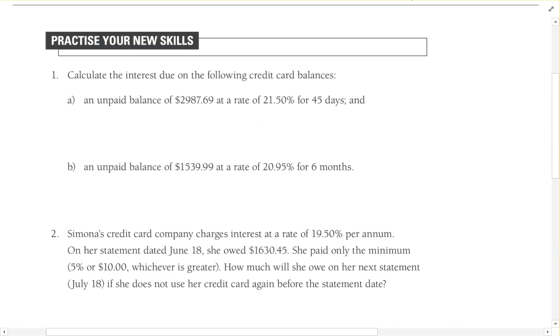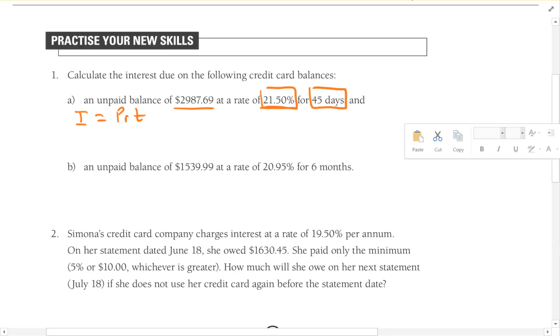All right. Practice your skills, number 1. So calculate the interest due on the following credit card balances. So just I, right? You don't need to find the total. So remember, I is equal to PRT. And that's it. So just make sure that you put this in right. So there's your principal. There's your interest rate, but as a decimal, right? It needs to be a decimal. And then remember, our time needs to be in years. So what do you do with that 45 days?